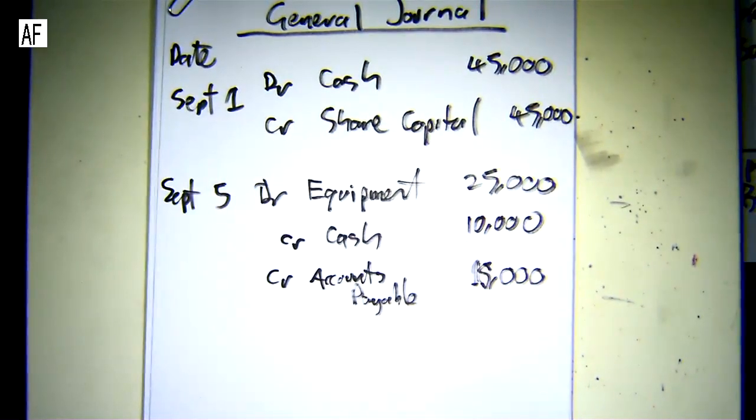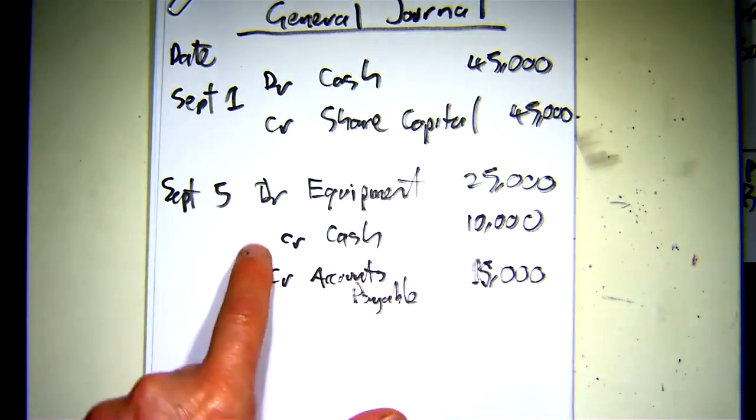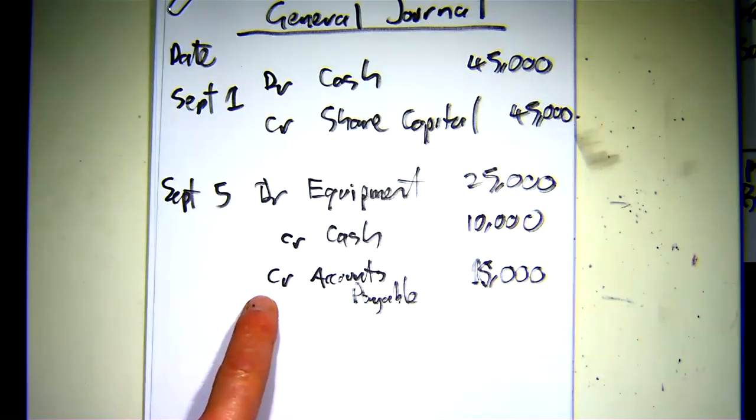So I've purchased equipment worth $25,000. I've paid $10,000 cash. I still owe $15,000, and we've called it an accounts payable. It's a liability. This is the third line of the journal entry there. I forgot the narrations.